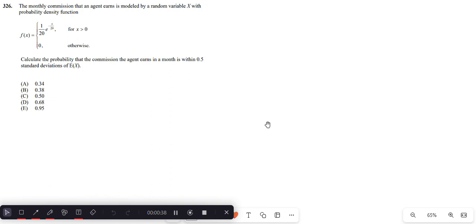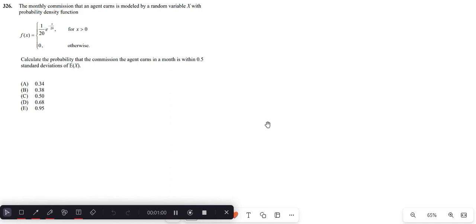We're asked to calculate the probability that the commission the agent earns in a month is within 0.5 standard deviations of the expected value of X. The first thing we should observe in this problem is that X has an exponential distribution.